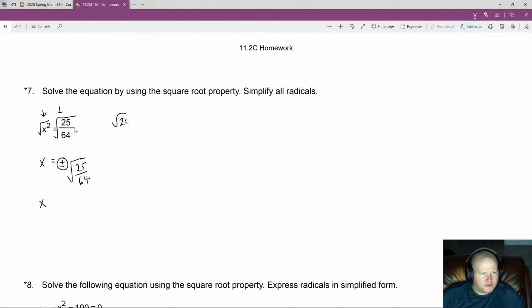What's the square root of 25? Well, square root of 25 is 5 because 5 times 5 is 25. What's the square root of 64? Square root of 64 is 8 because 8 times 8 is 64. So what happens is this must be plus or minus 5 eighths, right?